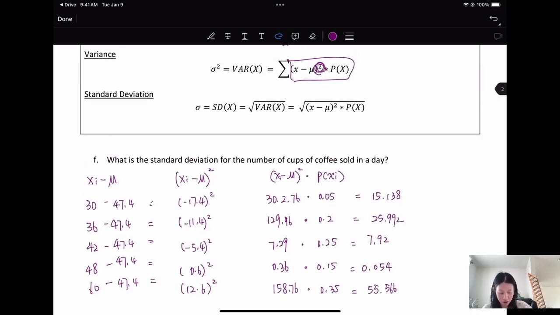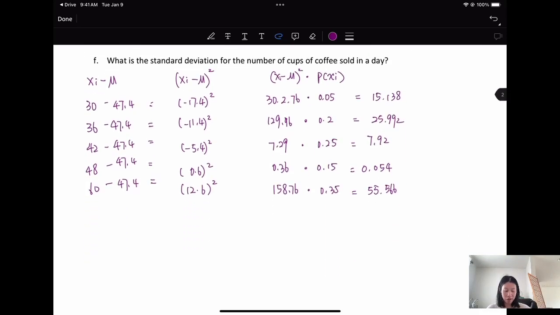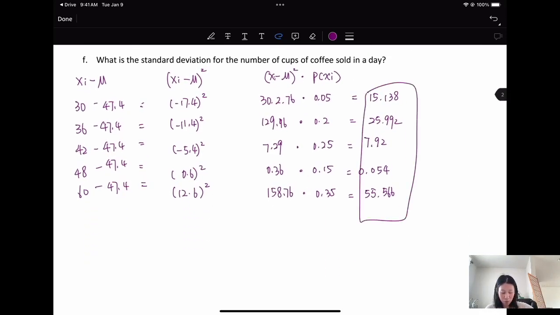Then the next step is the sum, right? You want to add these all together, which means I want to add this part together. The sum of what I just circled is equal to 104.04. So this sum is going to be your variance. But we want to find the standard deviation. The standard deviation is equal to the square root of the variance, which is the square root of 104.04, equals 10.2. So that is going to be your standard deviation.